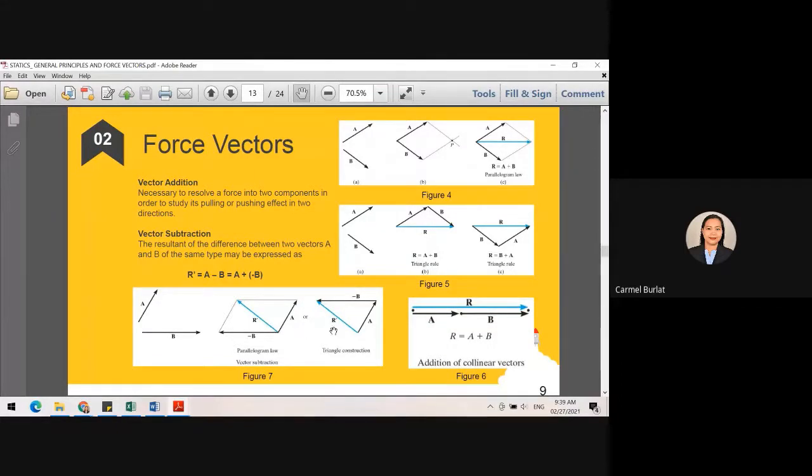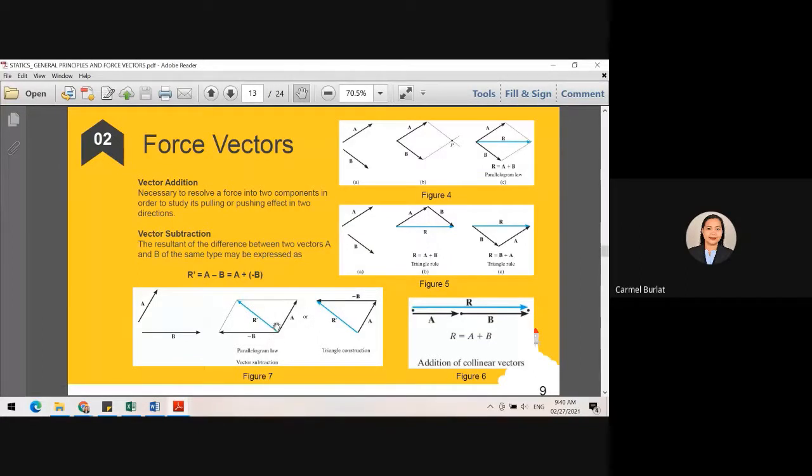Instead of going there for your addition, since you will subtract, use the negative of B, going to the left. So this is your R prime, the vector subtraction. This is the new R prime.